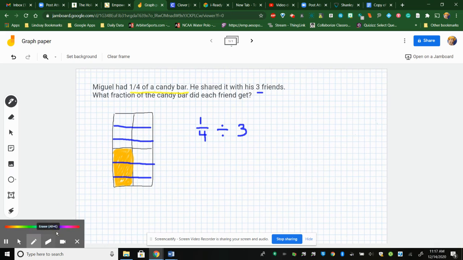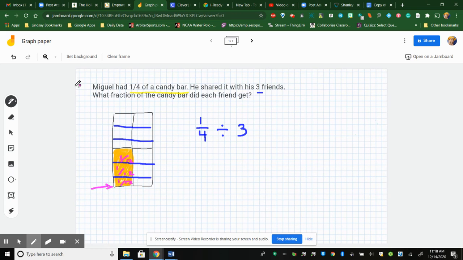And each friend is going to get 1/12. I can write that. Each friend is going to get 1/12 of the candy bar. All right. So when it says what fraction of the candy bar did each friend get, they're going to get 1/12.